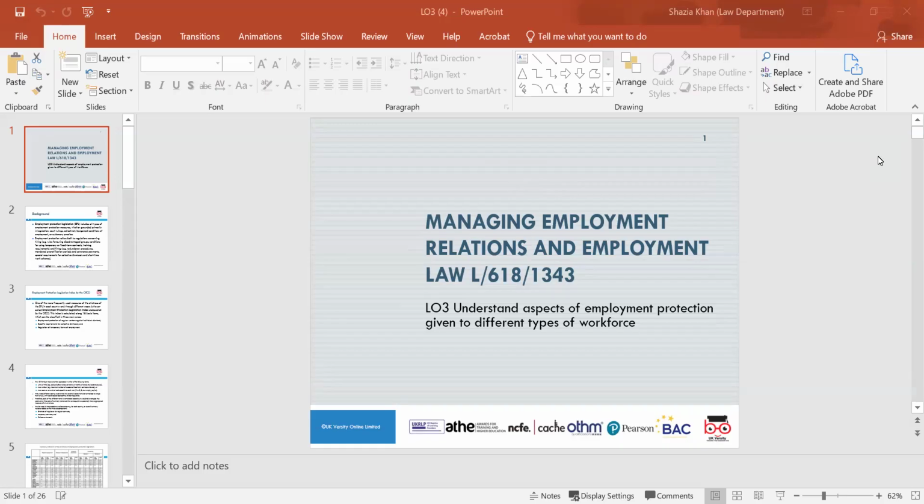Today's unit that we'll be doing is managing employment relations and employment law. And the learning outcome we'll be doing today is learning outcome 3, which is to understand aspects of employment protection given to different types of workforce. But before we go into learning outcome 3, I just want to give you a brief outline of what we did in the last learning outcome, which was learning outcome 2.